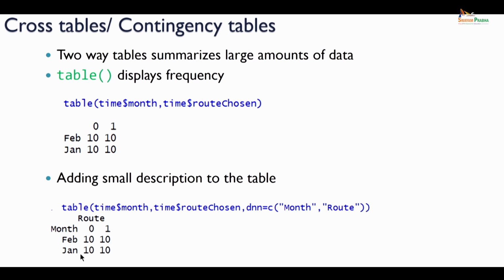So, this is how you get the description added to a table. Now, this table gives you only frequencies or rather counts. So, let us see how to convert these counts to a proportion. So, prop.table is the function that we are going to use.